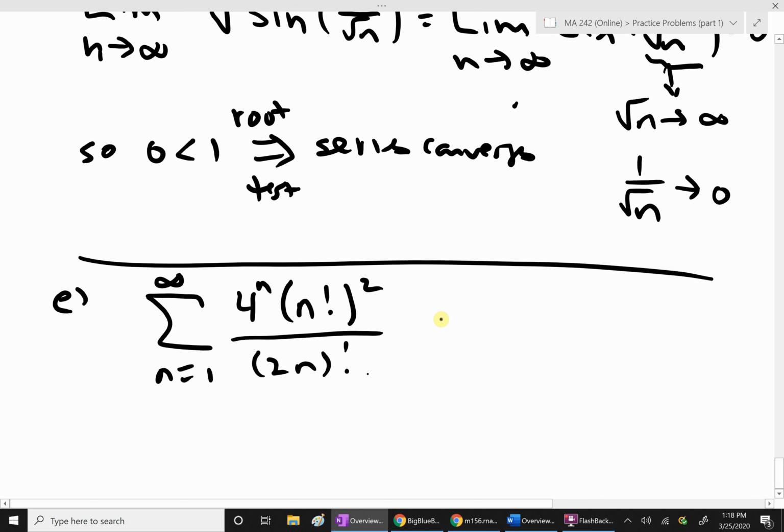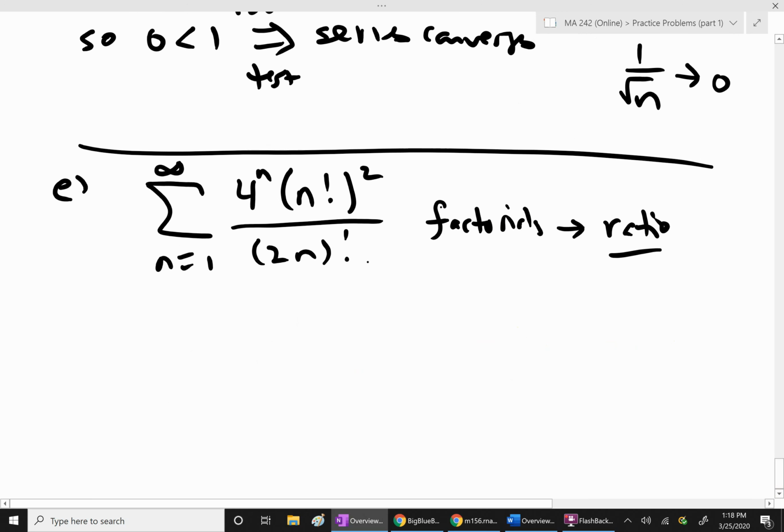I have factorials, right? So when I have factorials, what is my go-to test? Ratio test. Always. Even on a Sunday. Okay. So I'm going to set these guys up. I'm going to use the ratio test.